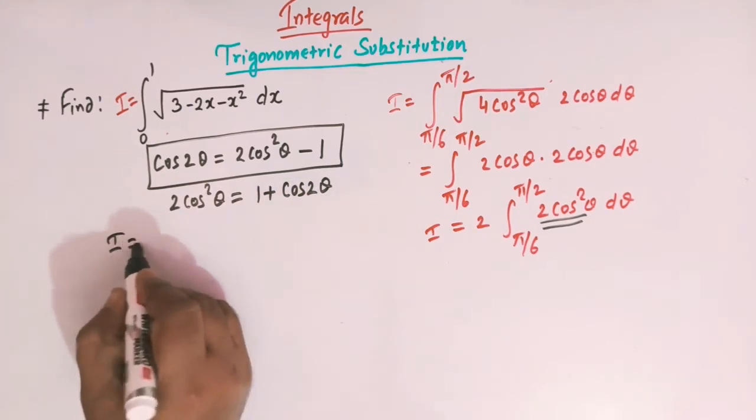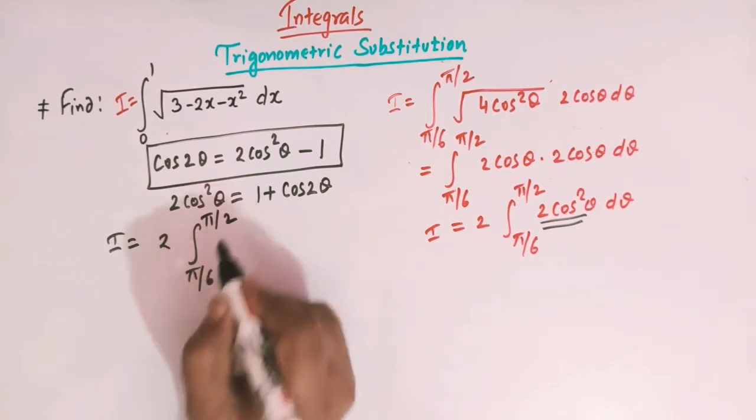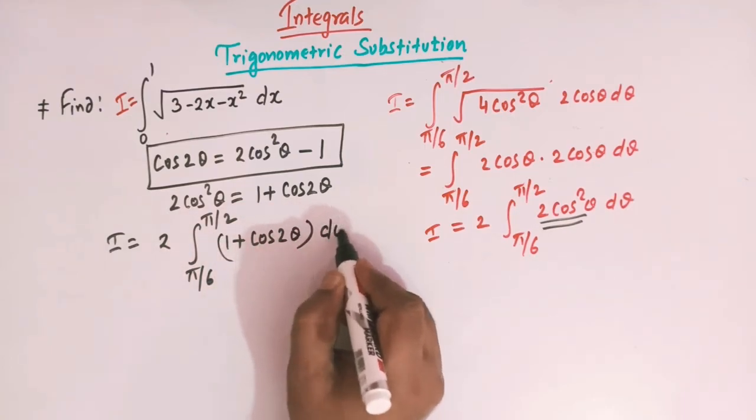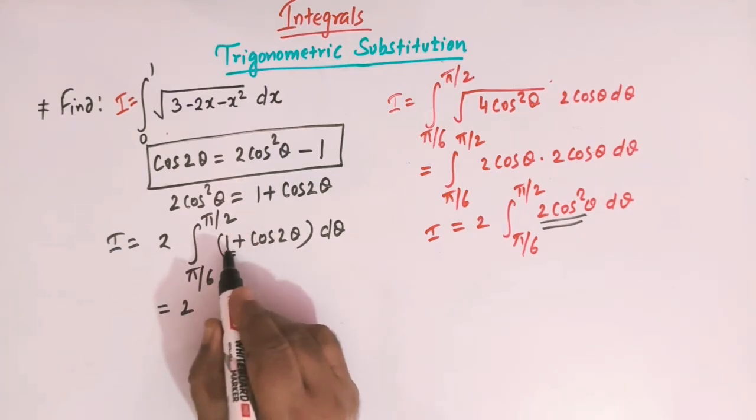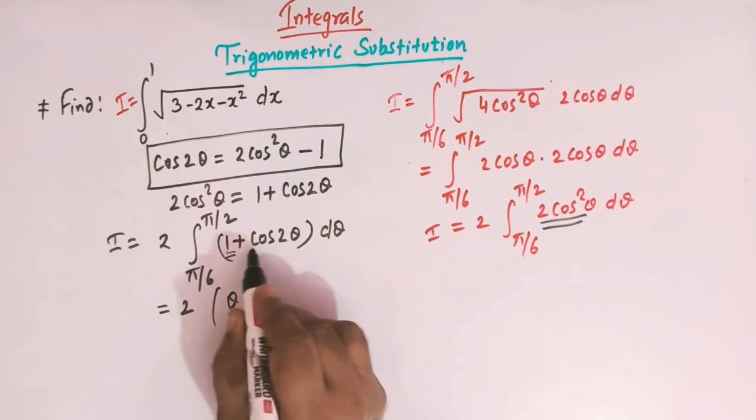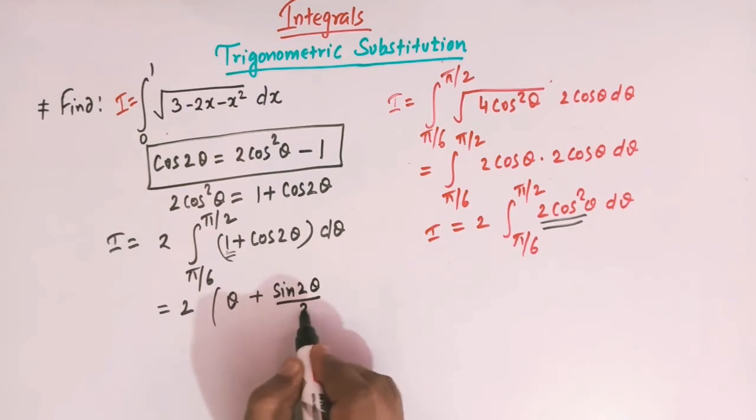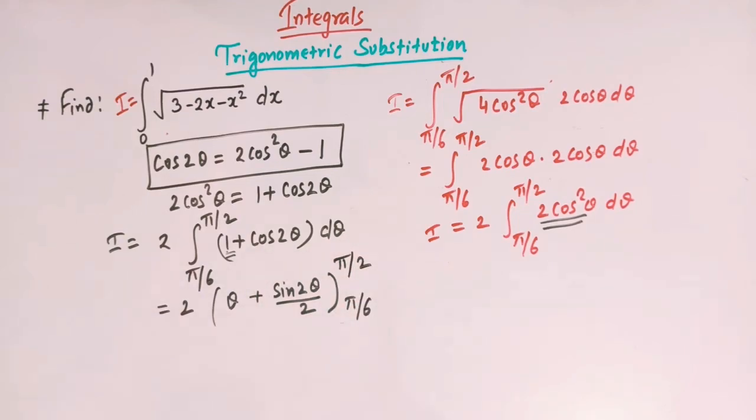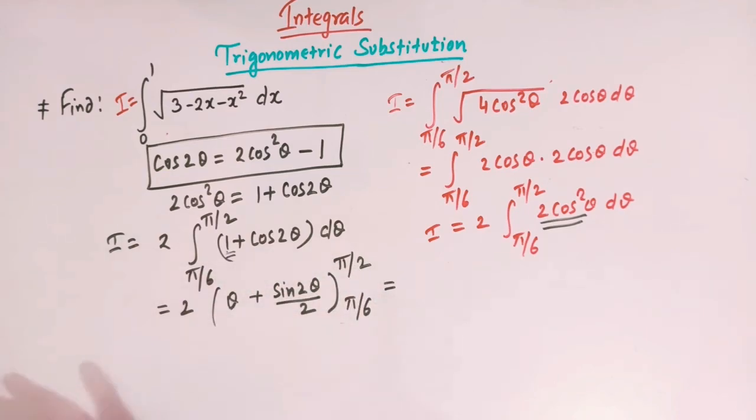So now the integral I becomes 2 times limits from pi by 6 to pi by 2, and here we have 1 plus cos 2 theta, right? And here we have d theta. Now we have here 2 terms. The integral of 1 d theta is simply theta, and the integral of cos 2 theta is plus sine 2 theta divided by 2, and the limits are from pi by 6 to pi by 2, right?